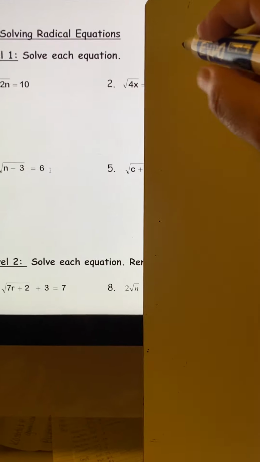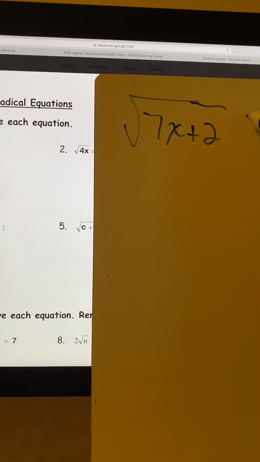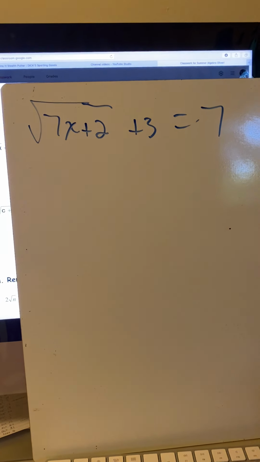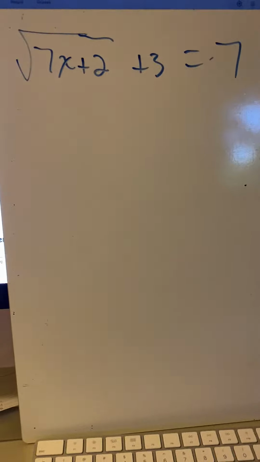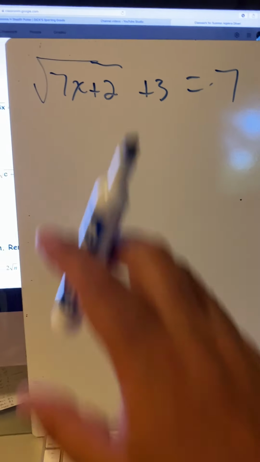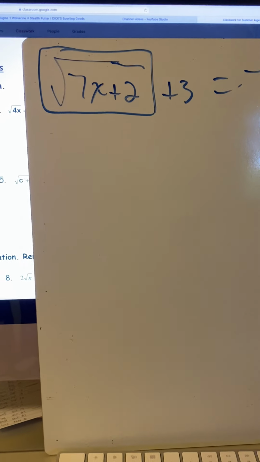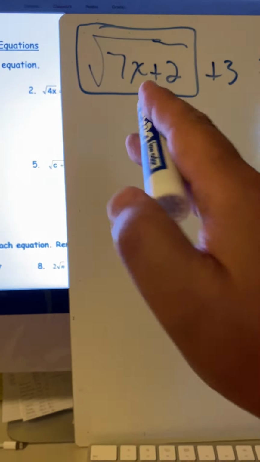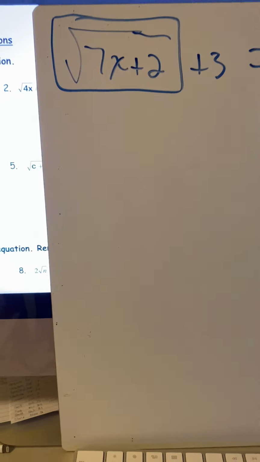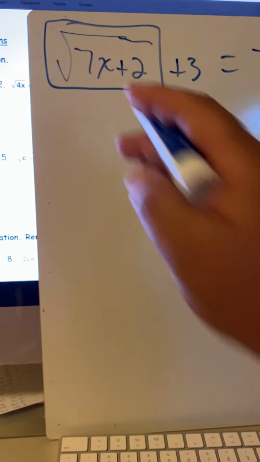The square root of 7x plus 2 plus 3 is equal to 7. What did they do to mess you up in this? They just added more stuff. Understand, in a radical equation, you can't touch the radical until it's isolated, until it's just the radical equals whatever the stuff is on the other side. Okay? So, just like an algebraic expression, you've got to get everything away from and isolate the x.